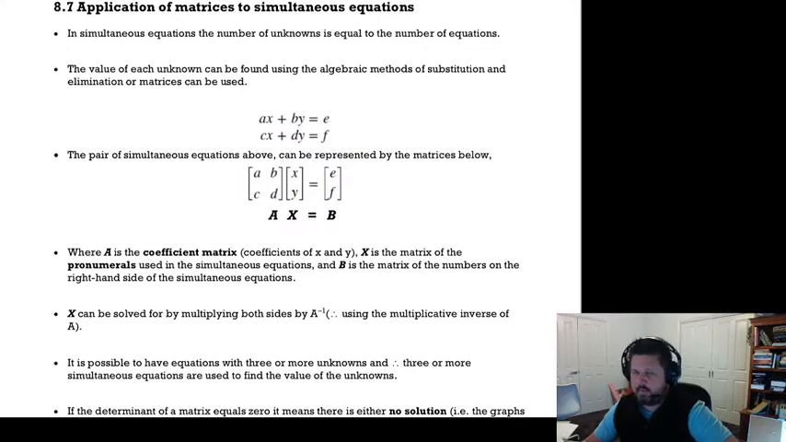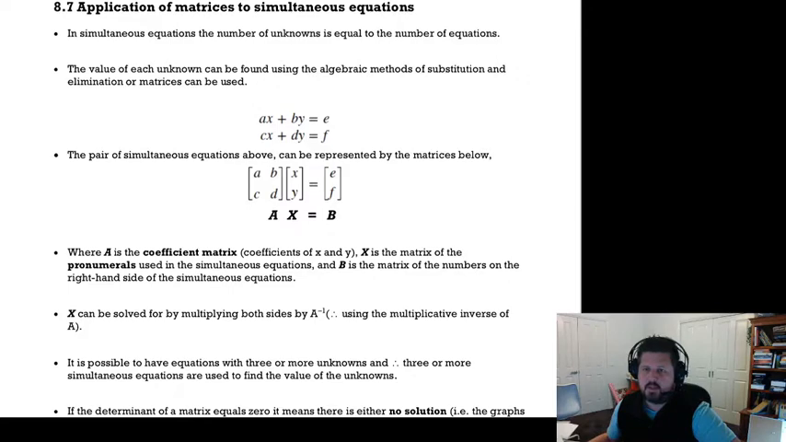This will pop up in an example we'll do a bit later on, but it's important to know that if you've only got 2 equations and 3 unknowns, then that's not going to work with this. It says the value of each unknown can be found using algebraic methods of substitution and elimination. So they're alternate ways in which you can do simultaneous equations. However, in further maths, we are looking at using matrices to solve simultaneous equations.